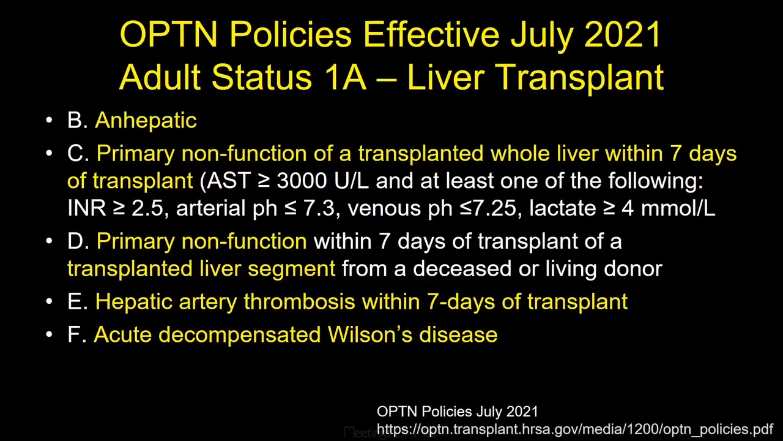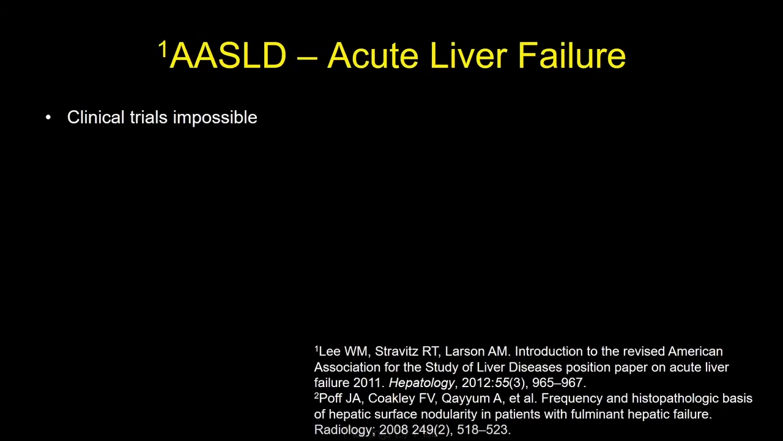Now, these are other patients who would meet criteria for adult status 1A and hepatic primary non-function of a transplanted liver, and these are other conditions.